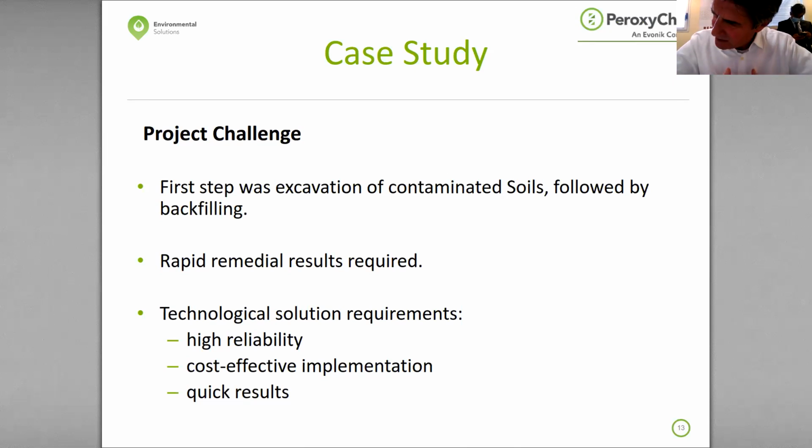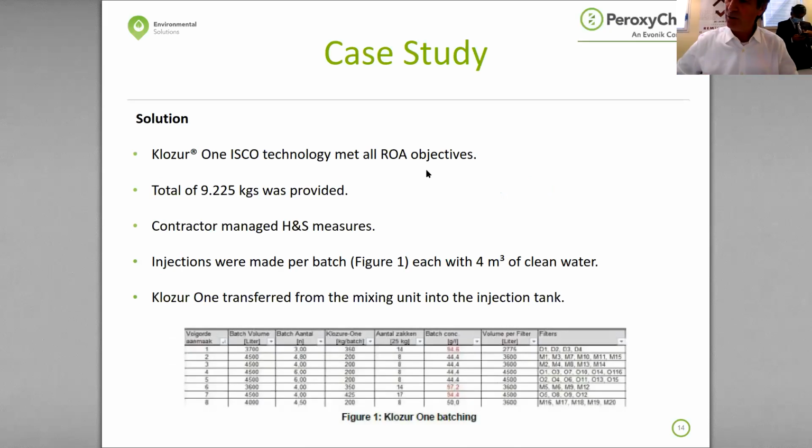As is typical in the Netherlands, the engineering consultants conducted the SI and were involved with results verification, whereas the lead contractor was responsible for overall project management, including influence on technology selection. Again, the Cisco technology was selected primarily because it met all the ROA objectives. The blend of sodium persulfate with built-in activation chemistry provided powerful oxidation capacity as a ready-to-use product suitable for this highly contaminated treatment area. A total of 9,225 kilograms was required, delivered in 25 kilo bags from a nearby warehouse, helping to keep the logistics carbon footprint low.